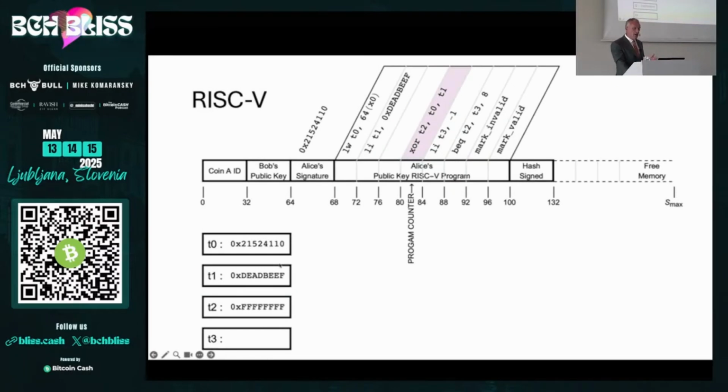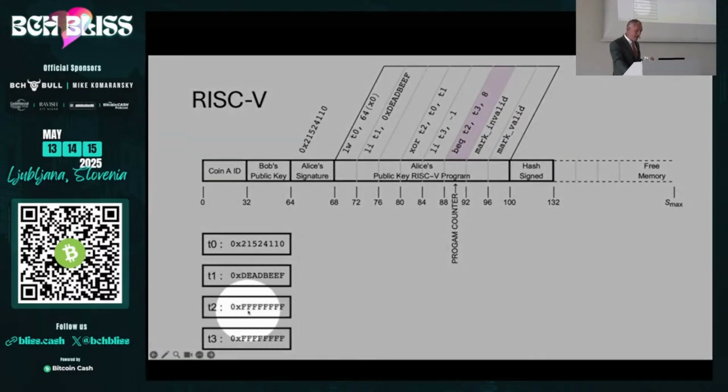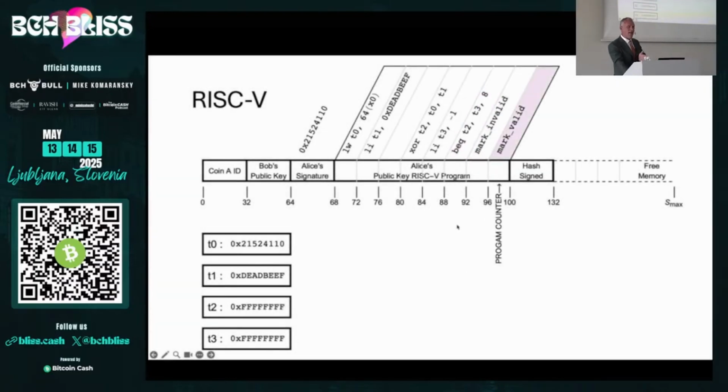Then we XOR T0 with T1 and store the result in T2, which indeed does XOR to all Fs, or all ones in binary. And then we load the T3 register with -1, and -1 is just 0xFFFFFFFF. It's just a quick way of writing that. And then we get to this branch instruction. So this BEQ is branch if equal. So if T2 equals T3, then it's going to add 8 to the program counter. So the program counter increments by 8, and it skips over the mark invalid. It hits the mark valid instruction, and it makes the transaction go green, and it enters mempool as normal, and then the RISC-V machine resets for the next cycle.